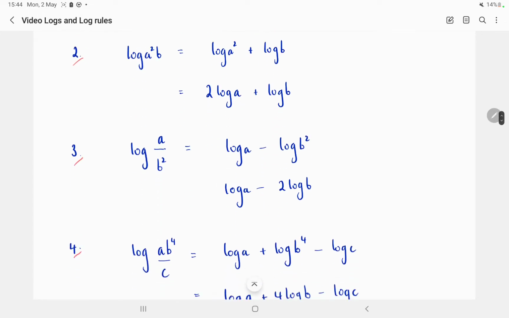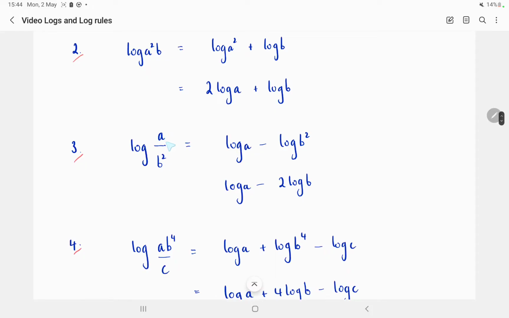The third one here, I have a and b, so I'm going to have two separate logs with a subtraction. But because there's a b squared on the bottom, that's going to be subtract log b squared, which can be then rewritten as 2 log b.